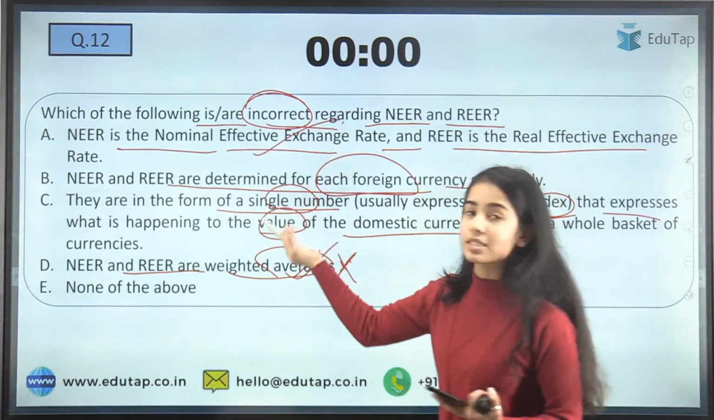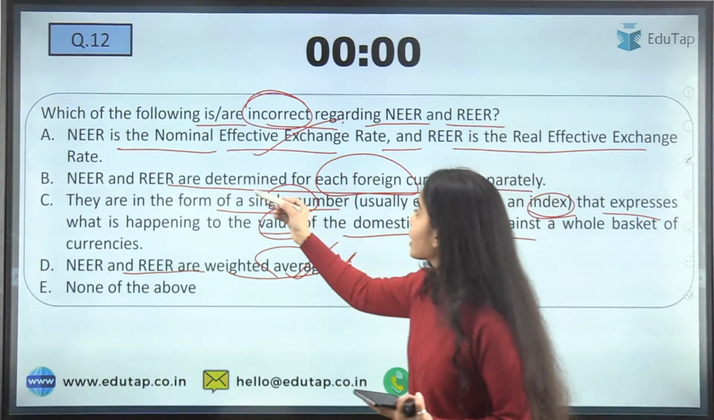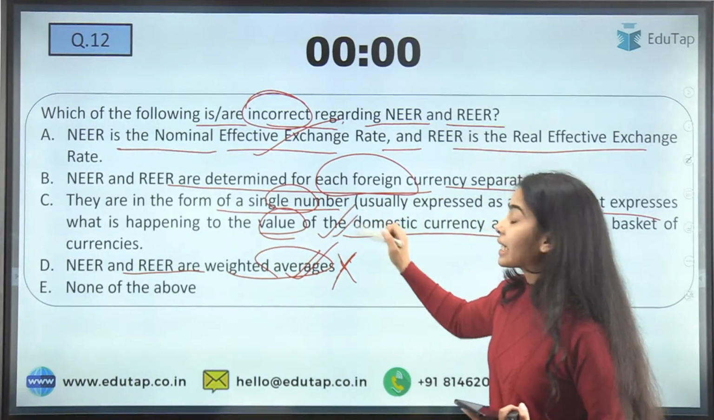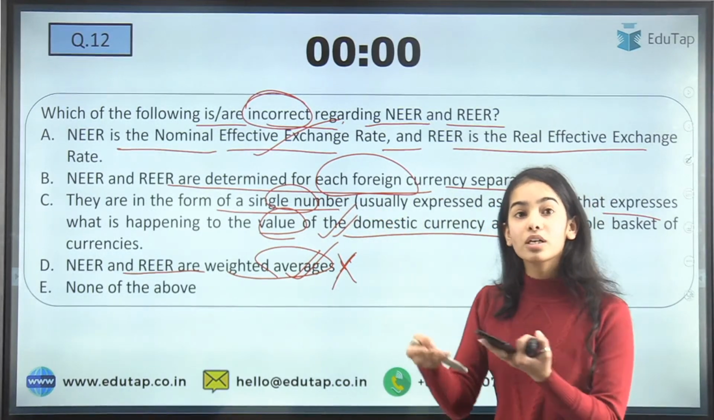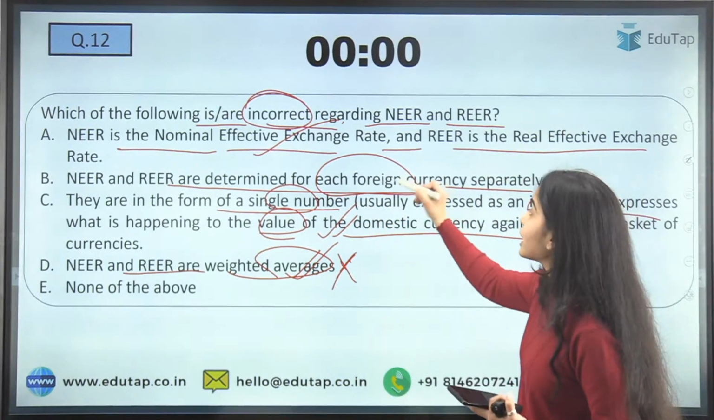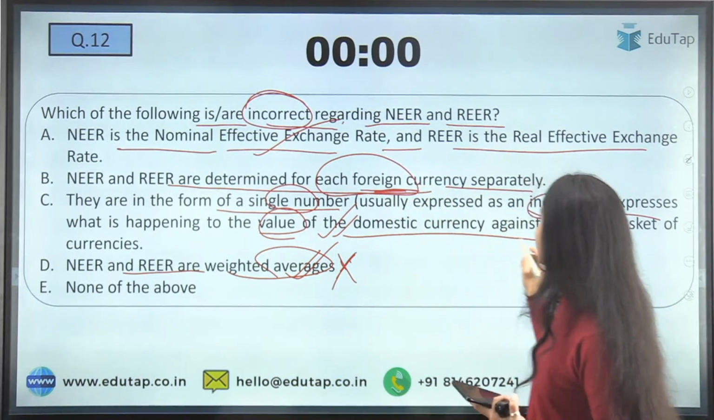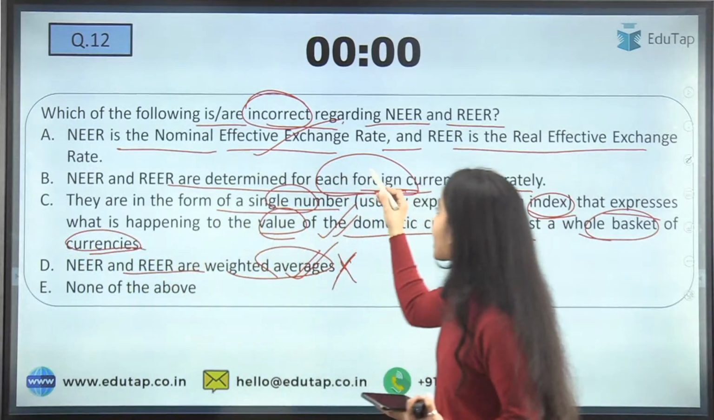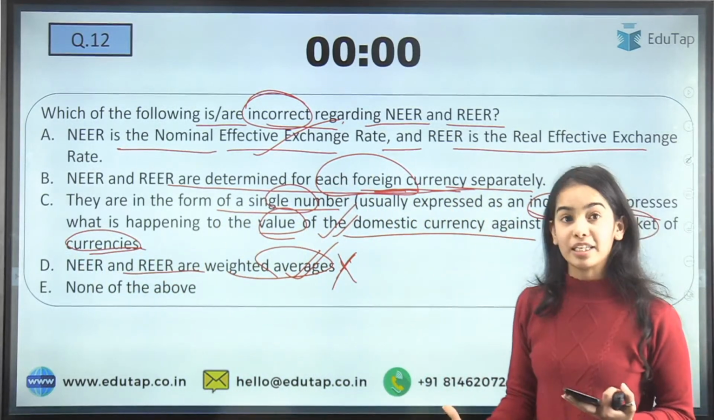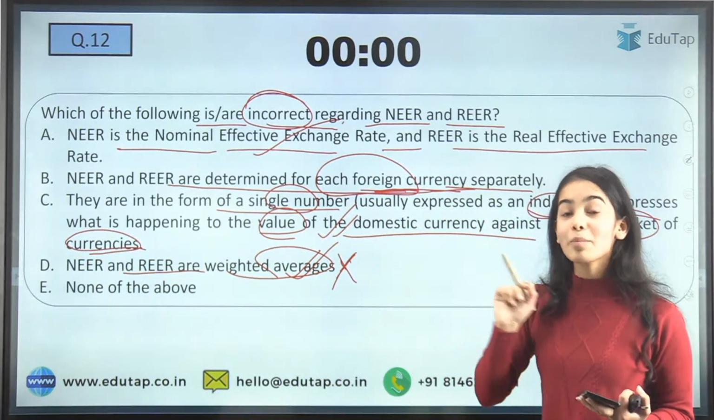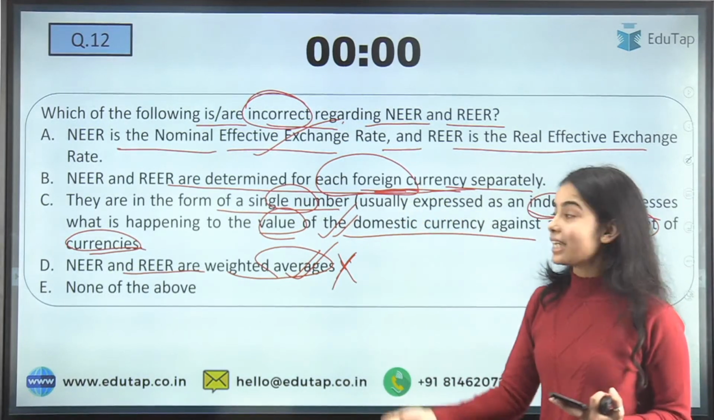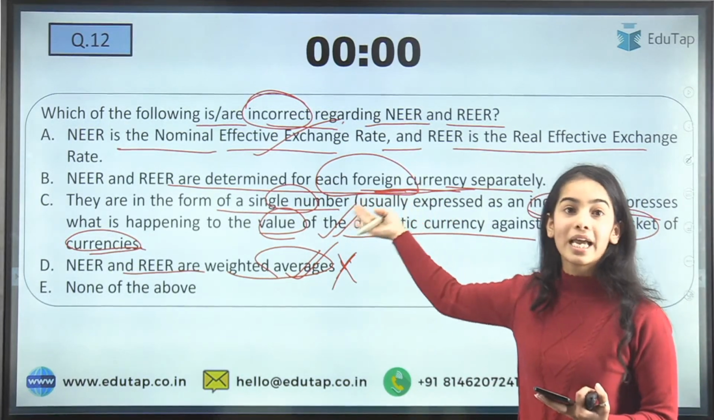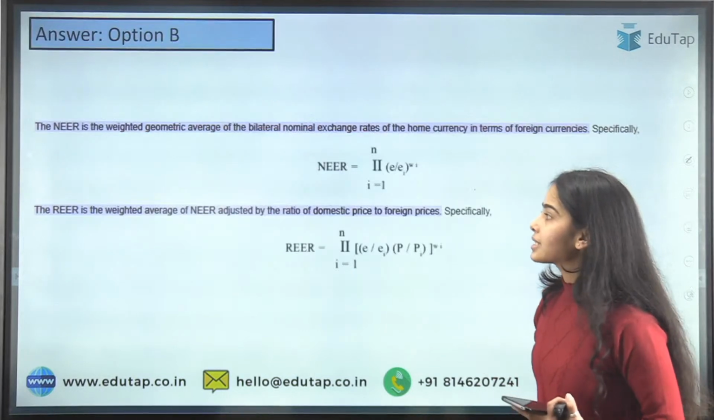This is also correct because these are of course the full forms. Now this is also correct that it is a single number, that is for the basket of currencies. What is left? Each foreign currency. When it is written that it is a whole basket of currencies, how can it be each foreign currency separately? Okay, so you see in the same option the answer is given. Either this should be right or B should be right, and this is the right one. C is the right one.